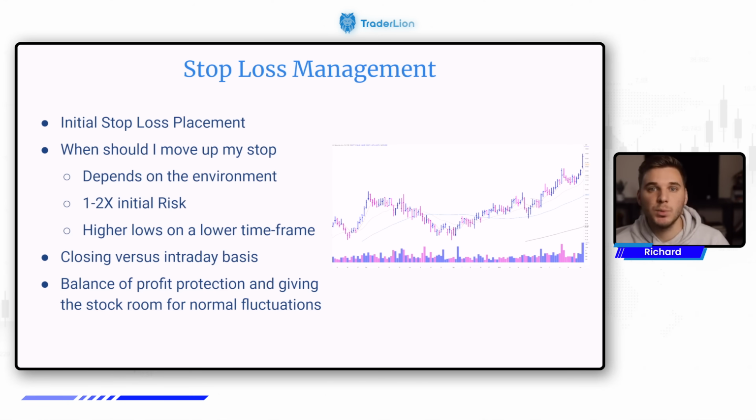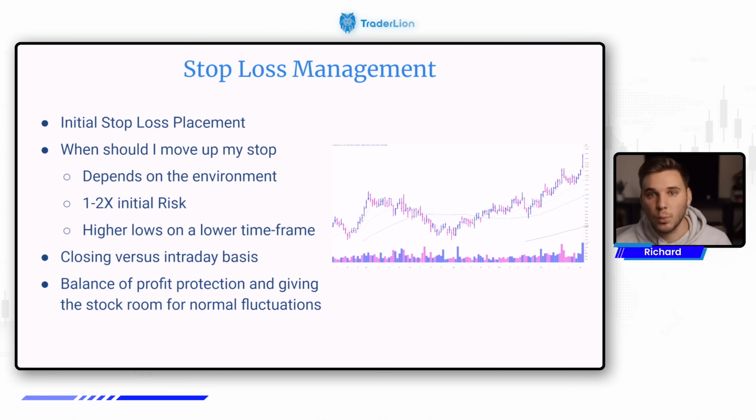Once you've got that initial stop placement, when do I decide to move up my stop loss? Well, it depends on the environment. In an environment where things are a lot choppier and more volatile, I'll be more aggressive with moving my stop loss up to break even or even a little bit of profit, plus 1%, plus 2%. So I'm basically guaranteeing a green trade.